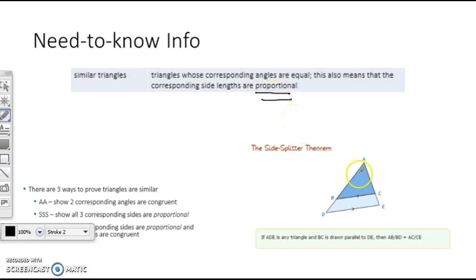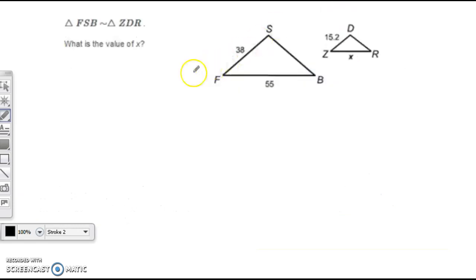And then you also need to know the side splitter theorem, which is basically top over bottom equals top over bottom. So let's do some problems.